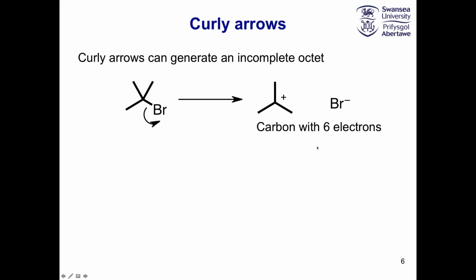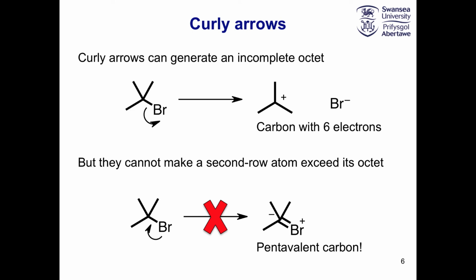However, we can never force a second row element such as carbon, nitrogen or oxygen to exceed its octet. A full octet means that all available orbitals are filled. There is nowhere to put any more electrons, so no extra electrons can be accommodated without breaking a bond. So this is not possible, as moving one of these lone pairs from the bromine into the bond would increase the electron density in the bond, raising it from single here to double here. That would make the carbon atom pentavalent, which cannot occur. Likewise, a curly arrow cannot make hydrogen exceed one electron pair.